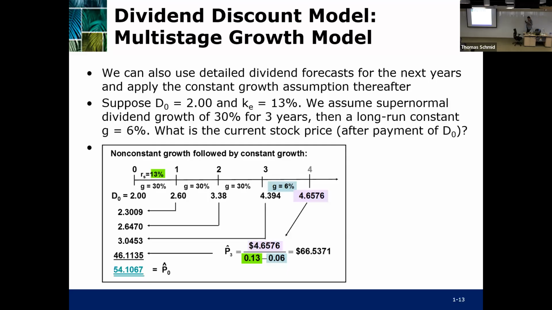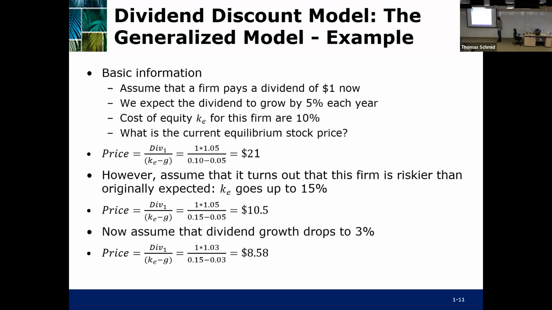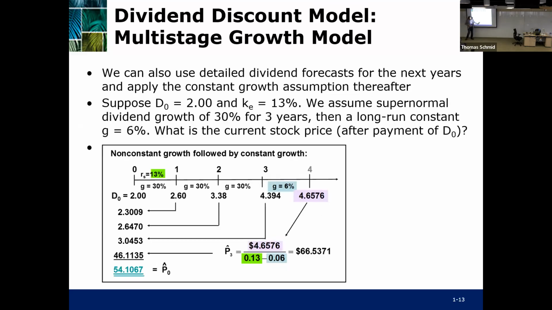And then we have to remember the multi-stage growth model formula. The price in the generalized model is the dividend in 1 year divided by KE minus G, and this is what we apply here. If we are in year 3, the constant growth period starts in the next year. So the price in year 3 is the dividend in year 4, 4.65, divided by KE minus G. This gives us a price of $66 in year 3. Obviously we also have to discount the $66 to today's value of $46. So if we add up everything here, we have $54. So the price of the stock, according to this calculation, would be $54.